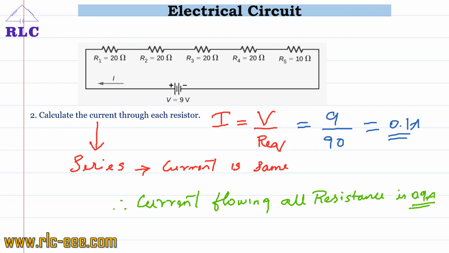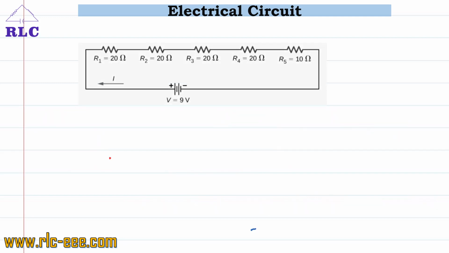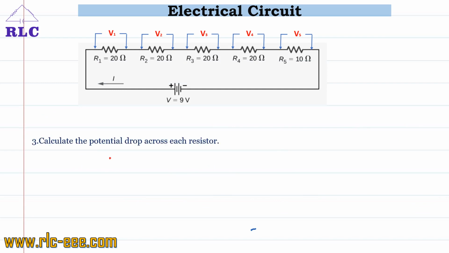That is 0.9 amps. Okay, next question is calculate the potential drop across each resistor. Okay, you need to find potential drop, meaning V1, V2, V3 across each resistor. So what is the formula? V is equal to I into R. So V1 is equal to I into R1.